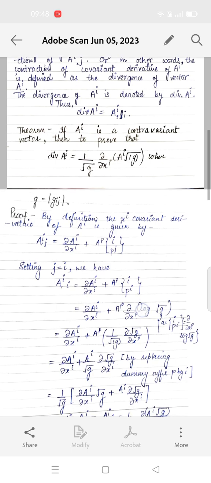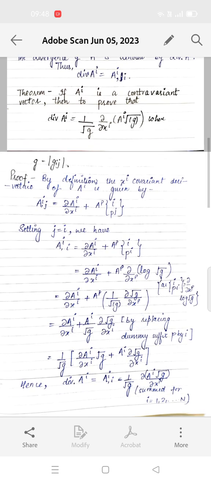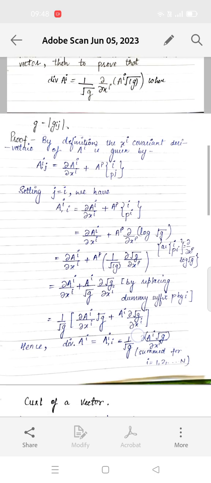Now, there is a theorem that if A^i is a contravariant vector, then we have to prove that divergence of A^i is equal to 1 upon root g, del by del x^i of A^i root g, where g is equal to modulus of g_ij. We can prove it like this: by the definition, the covariant derivative of A^i is given by A^i,j = del A^i by del x^j plus A^p in bracket {i over pj}.